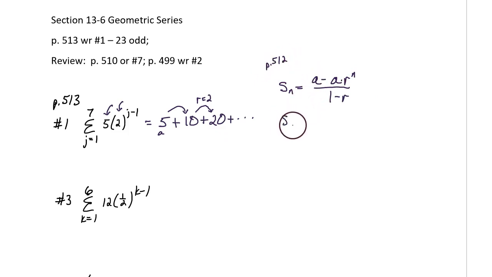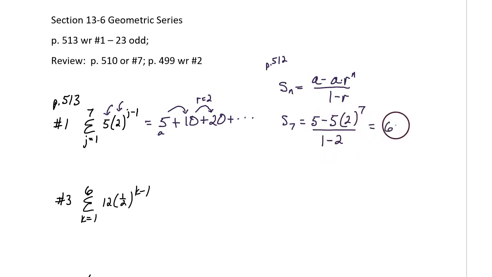We want to find the sum of 7 terms. So in place of a, fill in 5. In place of a, put in 5. For r, fill in 2. For n, fill in 7. And then in the denominator, 1 minus 2. Then evaluate that on a calculator.